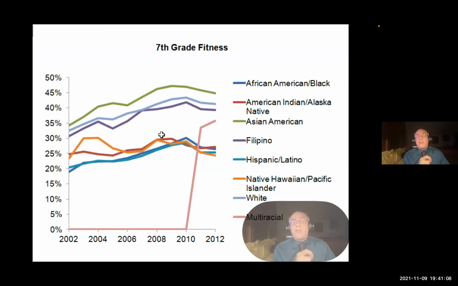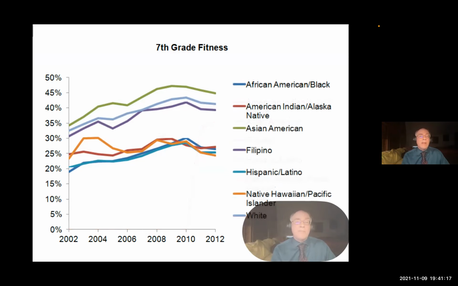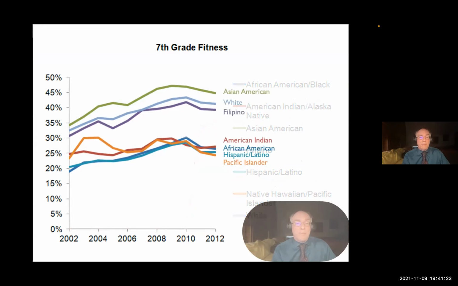She also decluttered the graph. So that's the signal to noise ratio. She removed the excess lines. She made the axes easier to read. She took off the line for multiracial. It only has 2 data points. It didn't add to the story.